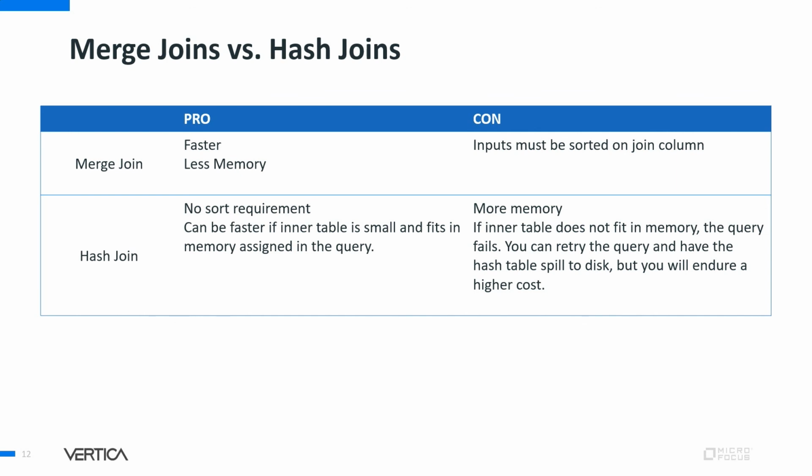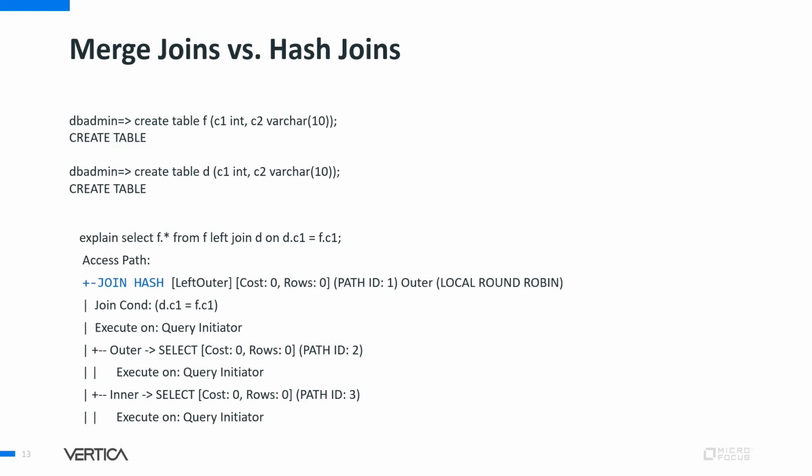Here's an example of a merge join and hash join. We have two tables here, table F and table D. Each table has two columns, C1 and C2. The query is just a left join of F and D, F left join D on column C1. When you run the explain plan, it produces a join hash. It will show the output of a join hash here.